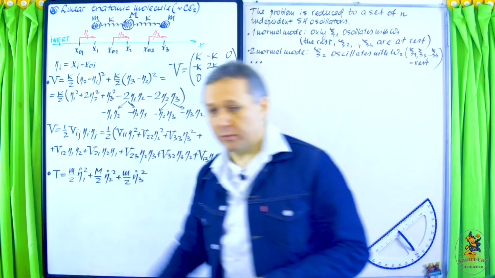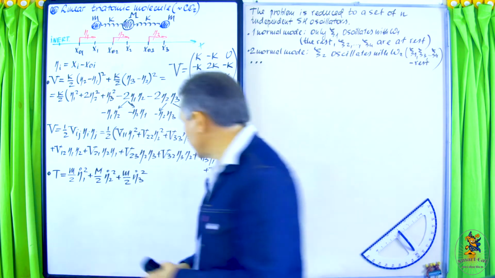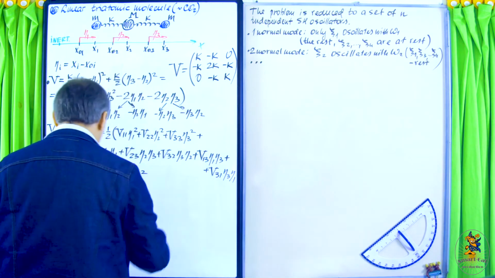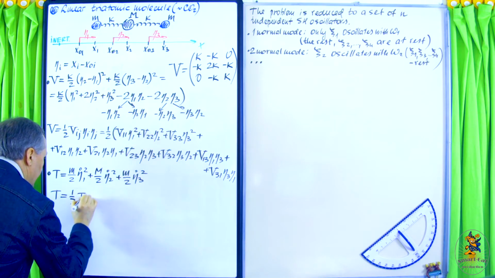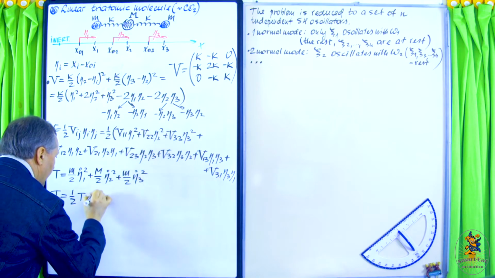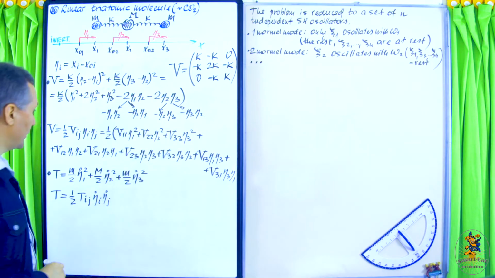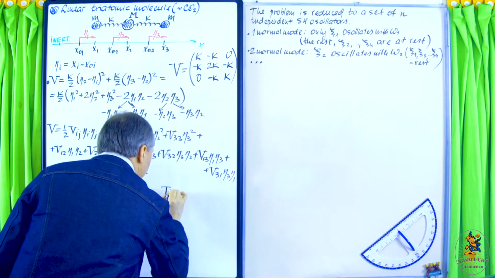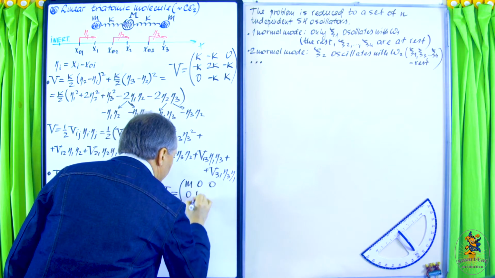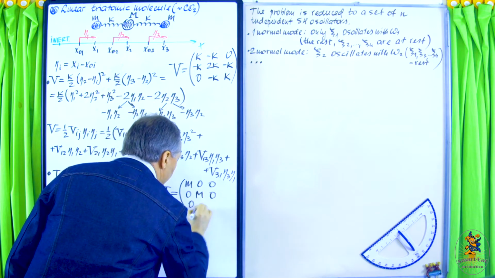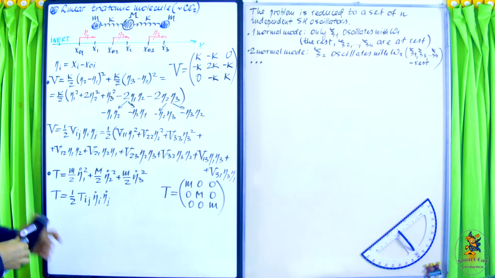Again, 1 over 2 stays outside. We're not taking it into the kinetic energy matrix. So now we can write kinetic energy matrix because, okay, let me write again. In general, it's 1 over 2 Tij eta i dot eta j dot. Again, you see 1 over 2 is not part of the kinetic energy matrix. So T equals m small 0, 0, 0, m capital 0, 0, 0, m small. So this is our kinetic energy matrix.